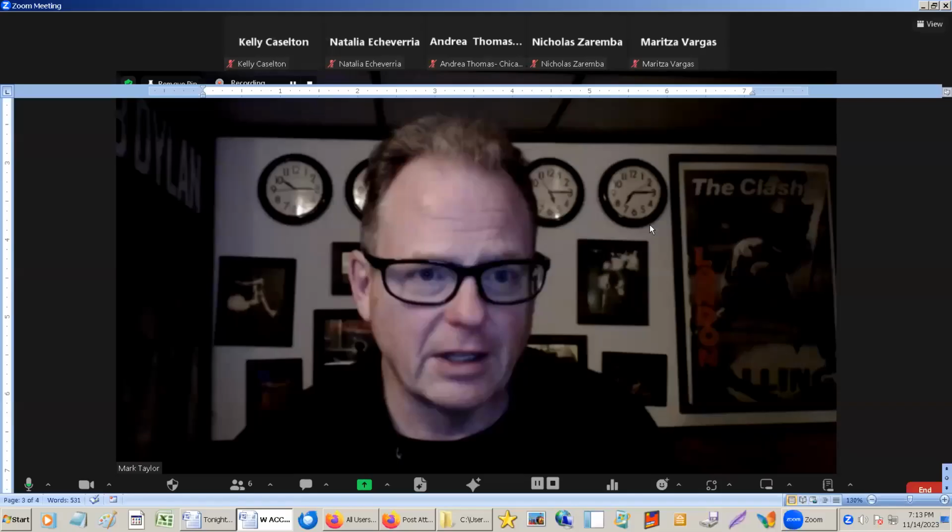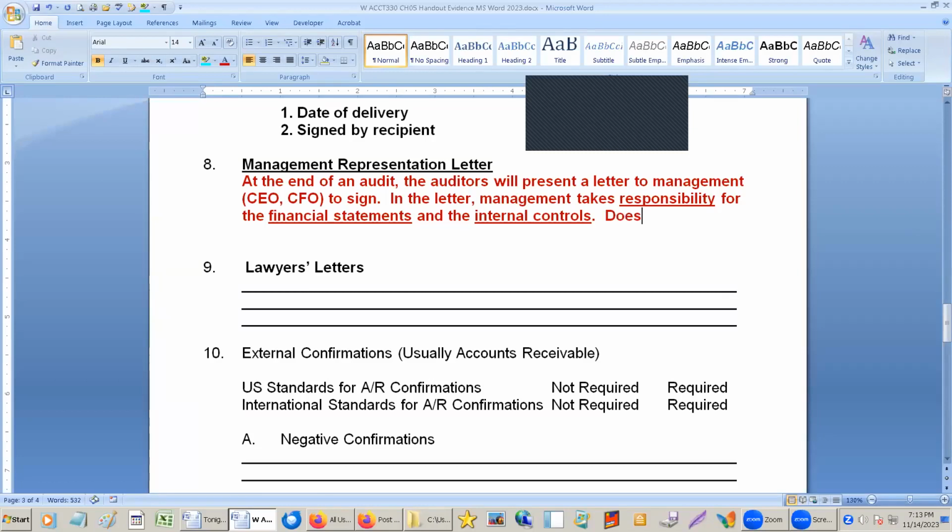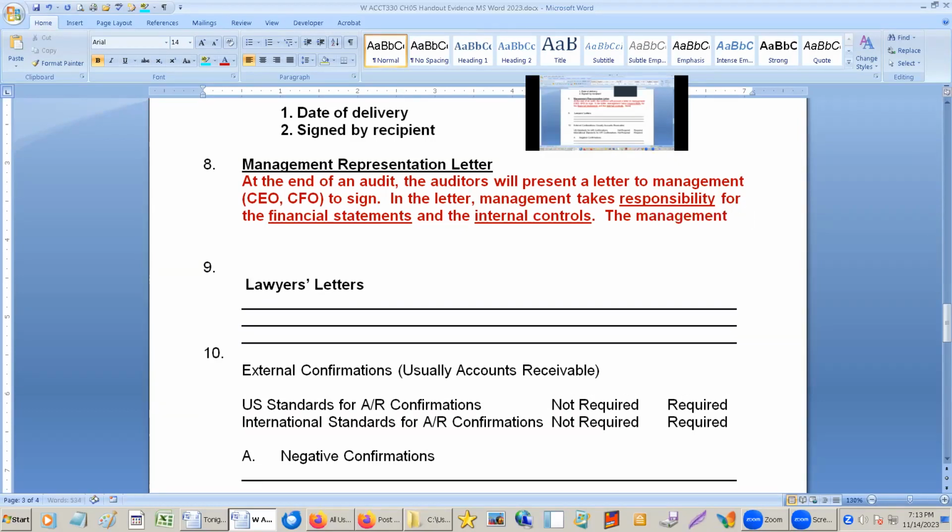It's not this dark. But anyway, at the end of the audit, you'll have everything in there that management told you that you relied upon, and you'll give it to them to sign. Now, it does not replace gathering evidence. The management letter does not replace audit evidence. So you can't just say, "Oh, we're not going to do that, we'll just put it in the letter."